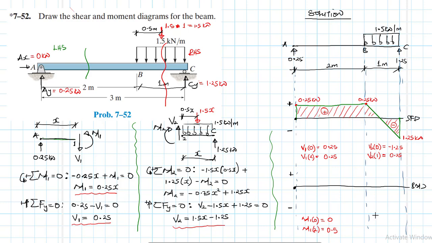Let's go to the second equation. Here we are starting from C, going towards B, because that's how we did our sectioning, and that is how we worked on this particular method. So M2, when x is equal to 0 at C, what do we have? M2 is a polynomial of degree 2, which is a quadratic. So we have minus 0.75x squared plus 1.25x.